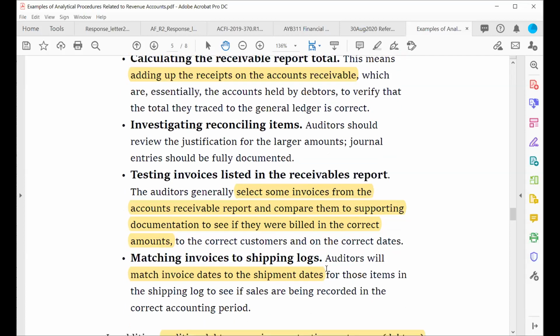One more important thing is that for sales, recognition of sales is always important. So for us, matching the invoices to the shipping documents, especially matching the shipping dates and the invoice date, is very, very important and necessary.